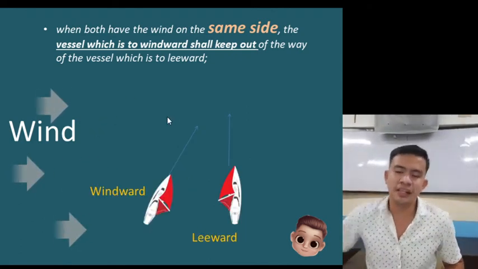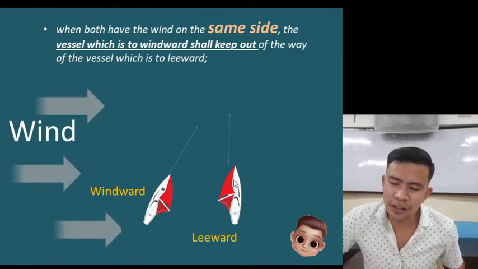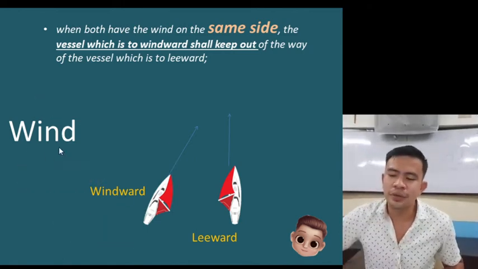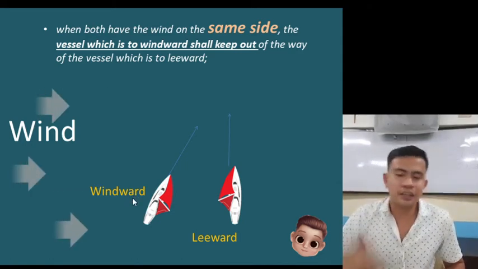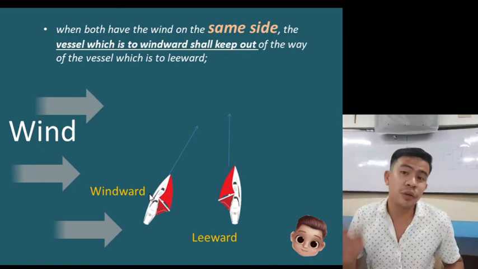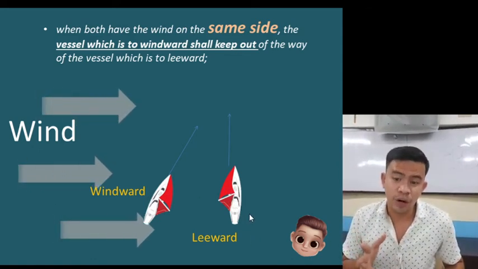Look at this, another example. Now, the ship is going, of course, to the north, for example, and this one is to the northeast, for example. Then the wind is coming from the west, no? So, ang first na nagre-receive ng wind natin is this one. So, this one will be considered as the windward, while this one is the leeward vessel.